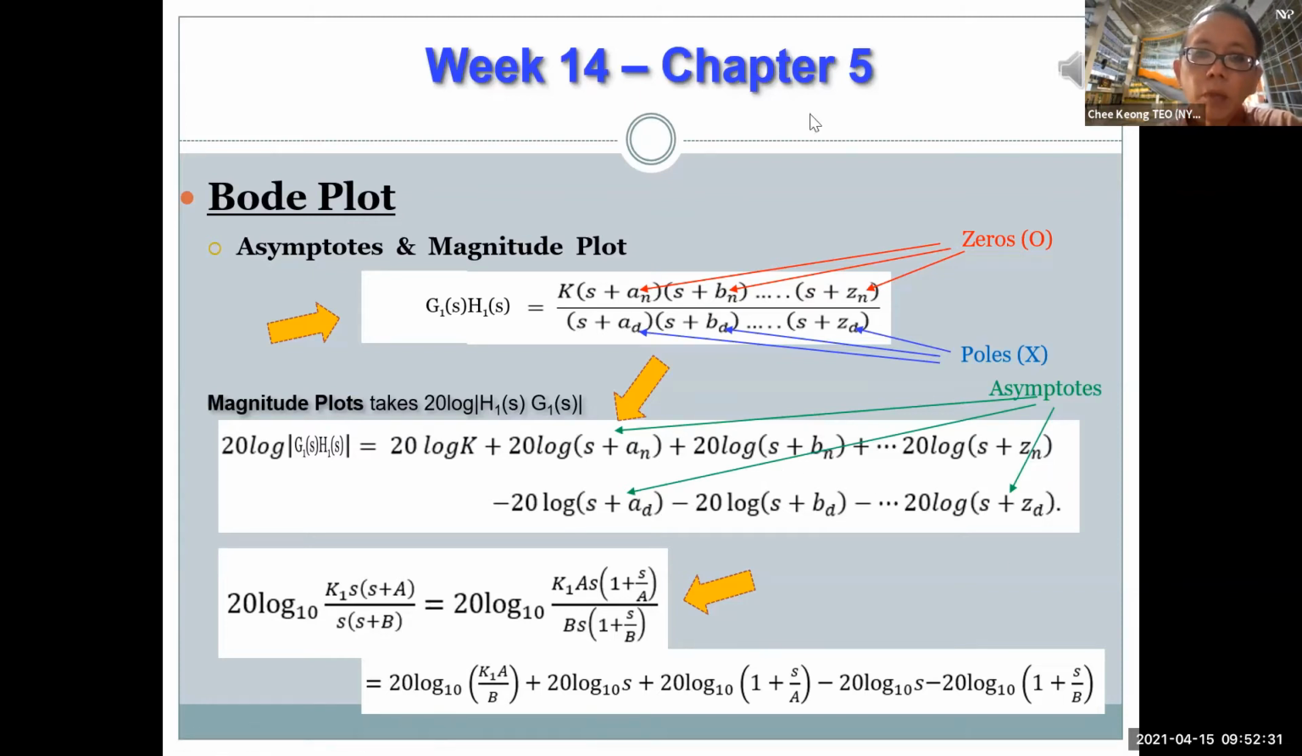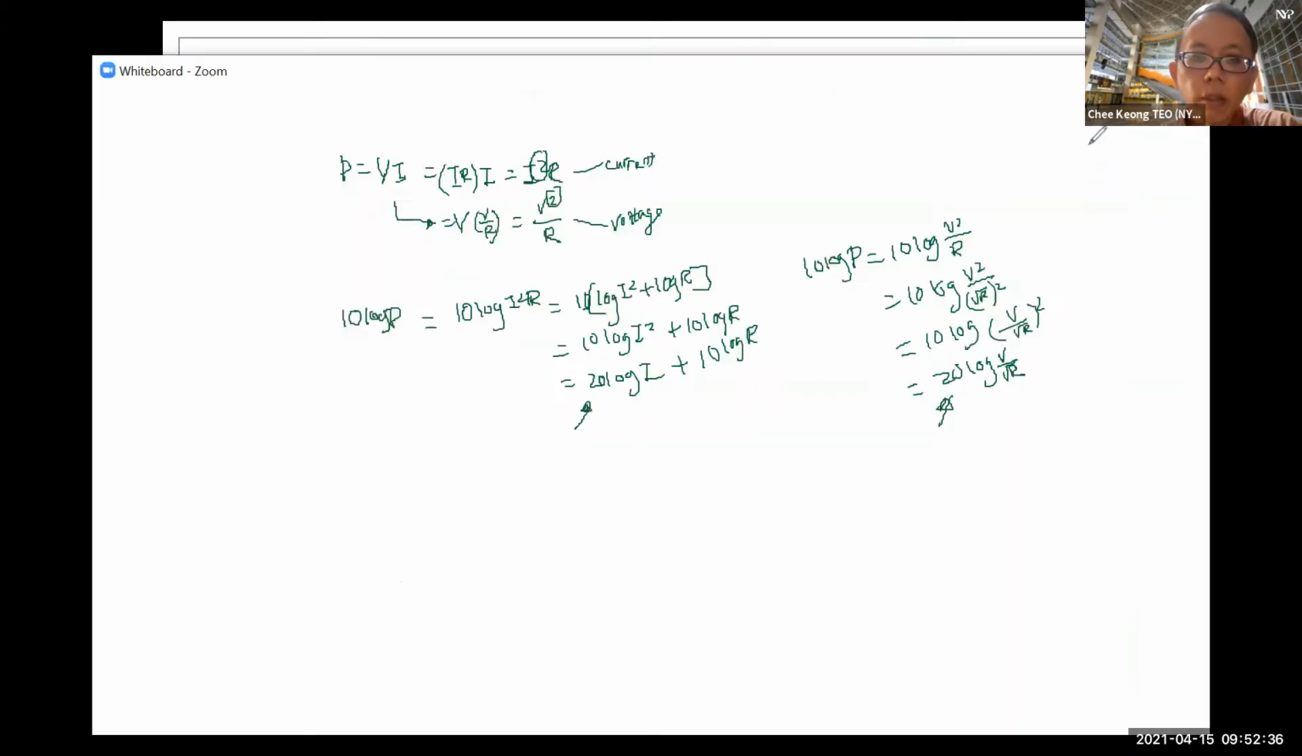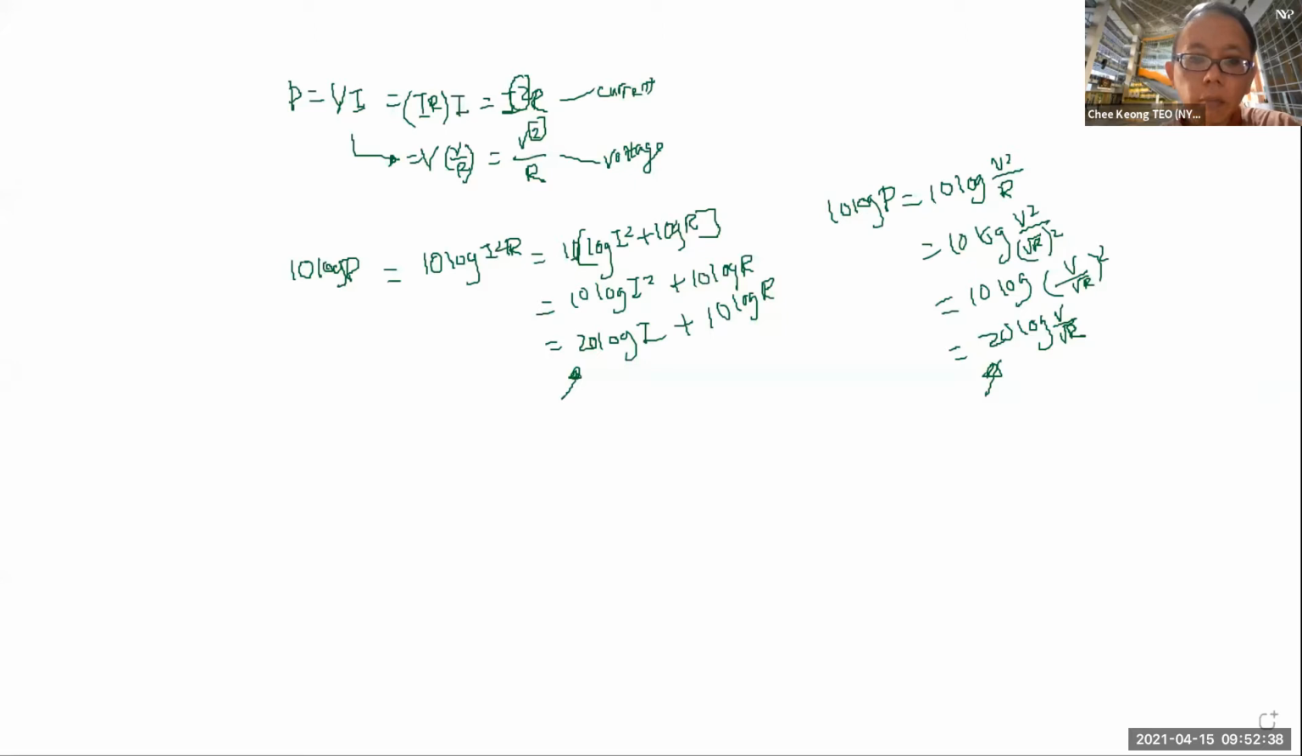So basically, if you use 20 log on each of the terms, for example, let's say I have a very simple H of S. I have S plus 1, S plus 2, over S plus 3, S plus 4. Now, how do I do the magnitude plot?